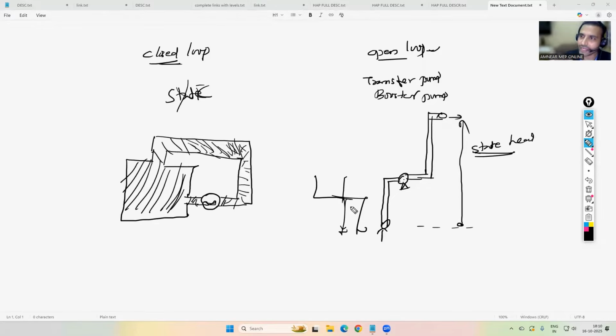In the booster system, we will be having a direct system and an indirect system. Direct system means, for example, indirect system I will explain first. For example, this is your building and this is your underground tank and this is your overhead tank.